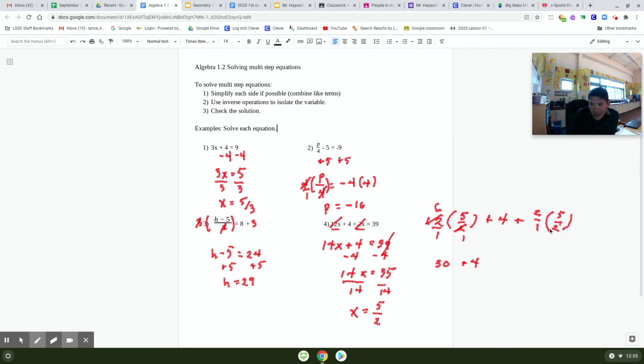And basically what happens here is these 2's would just cross cancel. I could write 1's there. And that should be equal to 39. So when you multiply, if you notice this is 1 times 5 over 1, so that's just 5, and it's positive because of the plus. 30 plus 4, 34, plus 5, 39. 5 halves does check, and that's the correct solution.